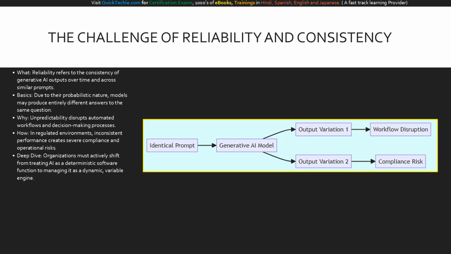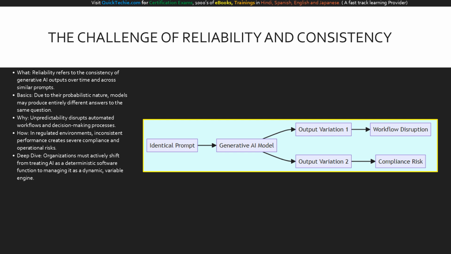Moving beyond fabrications, we must address the critical challenge of reliability. What does reliability mean in this context? It refers to the consistency of your AI's outputs. In traditional software, if you input a specific query, you get the exact same answer every single time. Generative AI is fundamentally different.